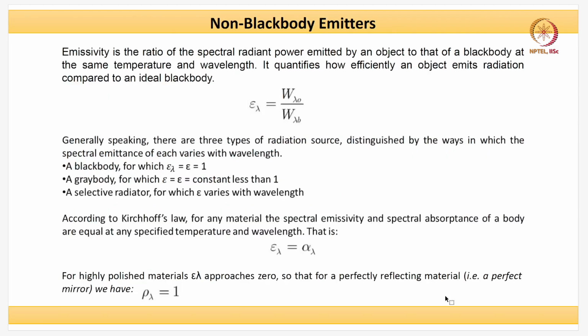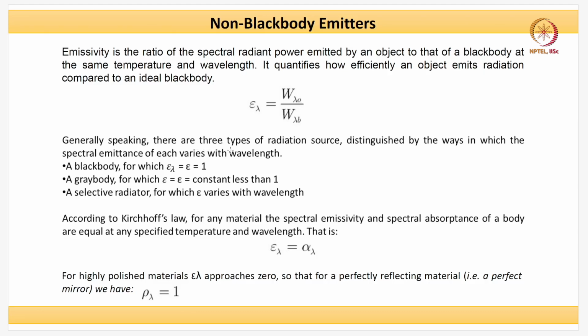The emissivity is a ratio of the total spectral radiant power emitted by a body to that of a black body at the same temperature and wavelength. So the black body is like a reference. The black body, at the same temperature and same wavelength, is put in the denominator, so the emissivity is the ratio of the spectral radiant power emitted by any object compared to a black body. Here lambda b designates a black body and this designates any object.